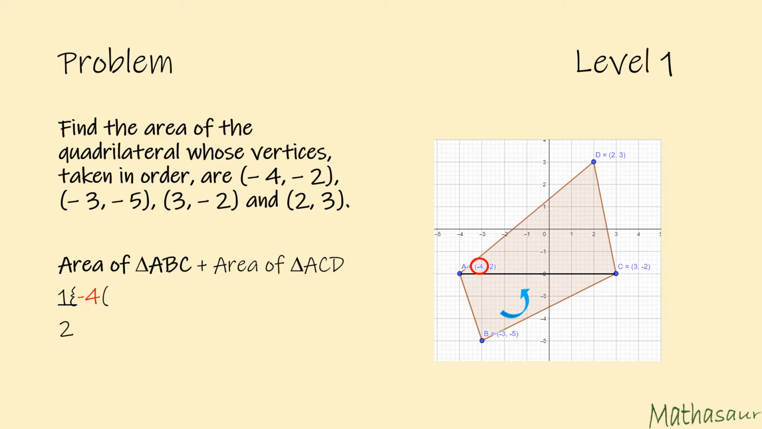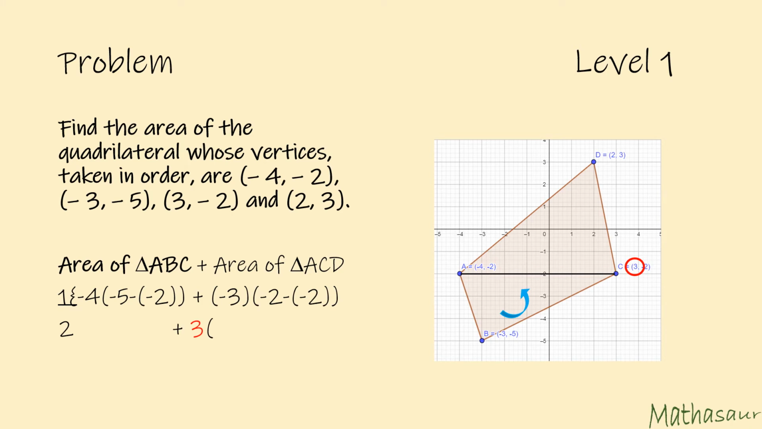Let us look at area of triangle ABC. Okay, we are going to start with point A. So let us write the x coordinate -4 times, move in the anti-clockwise direction, we get -5 minus -2. Now let us move to point B. So we get the x coordinate -3 times, move in the anti-clockwise direction and look at the y coordinate. So you get -2 minus -2.